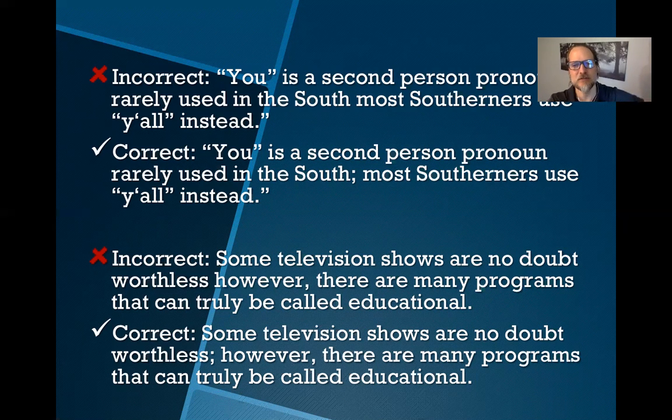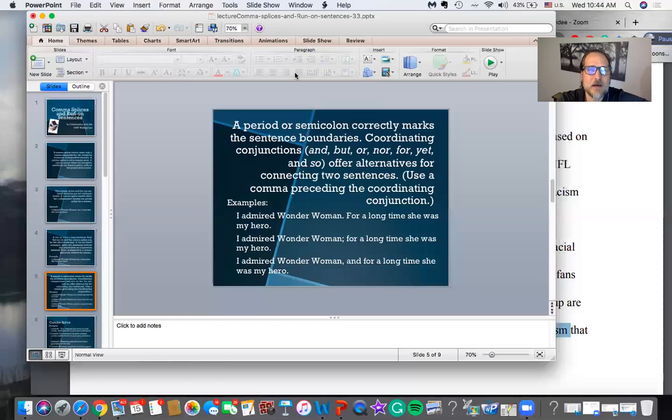Some television shows are no doubt worthless; however, comma, because the however kind of stands on its own little feet. It loves commas around it. And if we start a clause or a sentence with however, 90% of the time we want to hook a comma after that word. In this case, we got a semicolon in front of the word as well. Good, good, good. That is it.